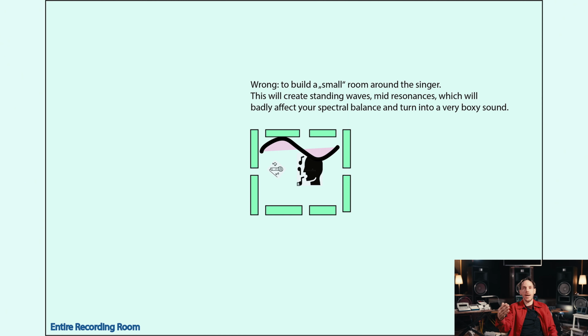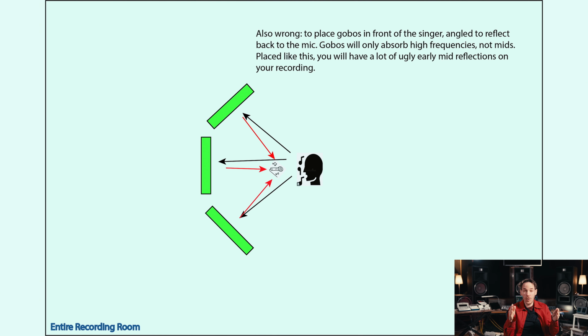While for the bass, it's not that much of a problem anymore, because bass waves are so large that they just go around the gobos. To absorb something, the surface must be in a certain relation to the frequency. So what is reflected from the gobos are mids. Now, the closer you put the gobos around the singer, the more mid resonance you create.